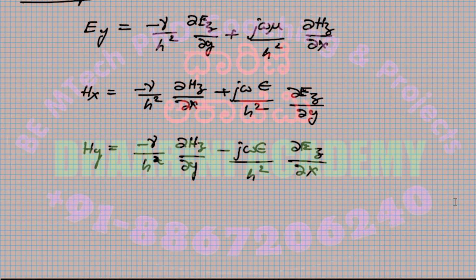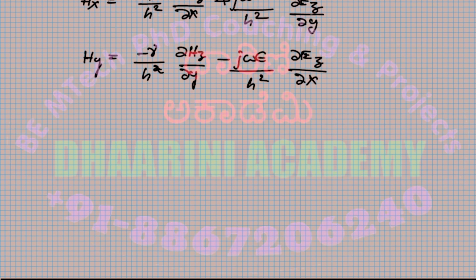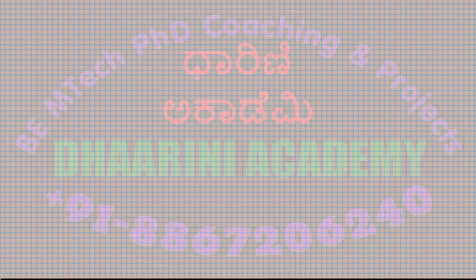So in the next part, we are going to consider the propagation of TM waves inside the rectangular waveguide. Only TM, how it propagates. The general equations we are already familiar with. Now we will consider only TM waves. Equivalent to that, we have the TE waves coming in the next half.